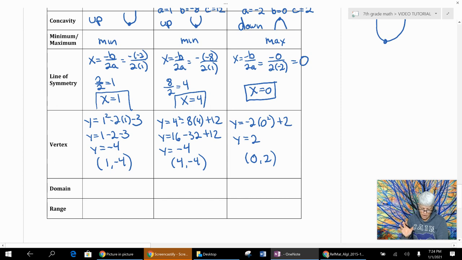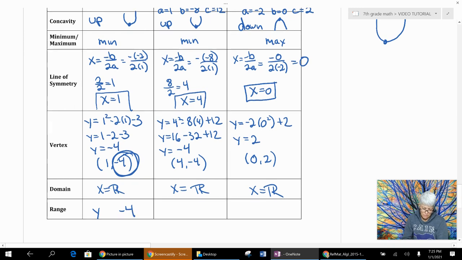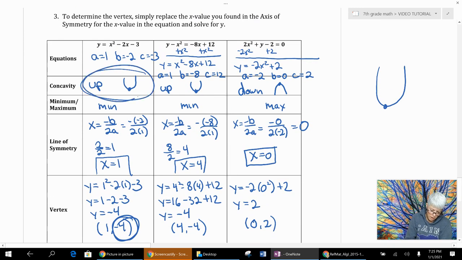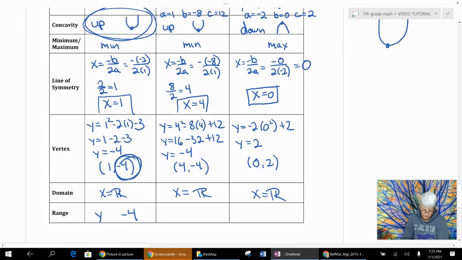Okay, domain and range. Now, when you're looking at a quadratic equation, you just have to assume that there's arrows. Unless they tell us something else, or it's a word problem that says something else, we just assume that it goes on and on forever. So x is going to be all real numbers for all of these. Okay, but not so the y. So for the y, remember on the first one, y we decided was negative 4. And up here, we decided that it was up, concave up. That means that y is greater than or equal to negative 4.